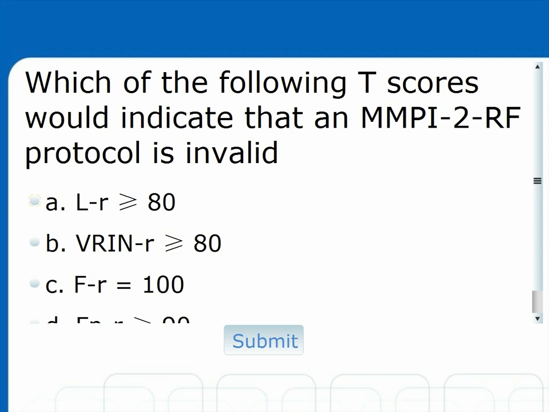The answer here is B. This is the only cutoff presented here that invalidates a profile. First of all, with L-r, that's an under-reporting scale, and we will never invalidate a profile due to under-reporting. And for C, the interpretive cutoff for F-r to invalidate a profile is 120, not 100. And then for D, the interpretive cutoff for FP-r to invalidate a profile is 100, not 90.